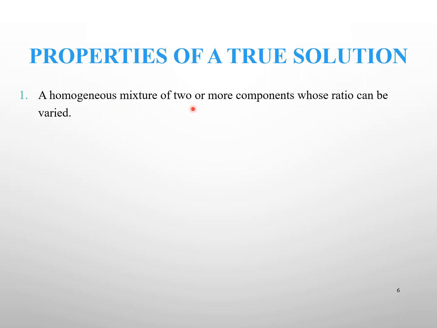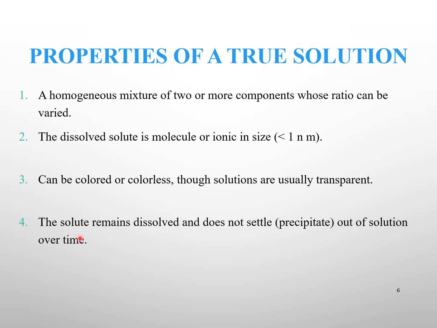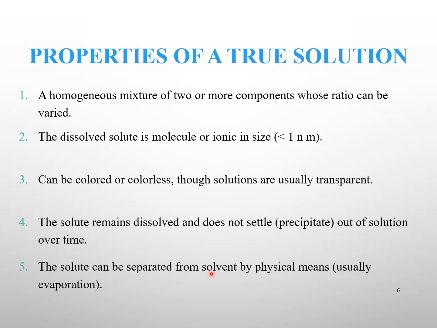A true solution is a homogeneous mixture of two or more components, and the ratio can be varied. So that's one property of a true solution. The dissolved solute is going to be molecule size or ionic in size, and it's going to be really, really small. And the solution can be colored or colorless. Usually solutions are transparent. The solute remains dissolved and does not precipitate out of the solution over time. The solute can be separated from the solvent by physical means, usually like evaporation.